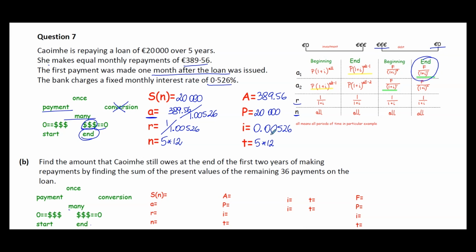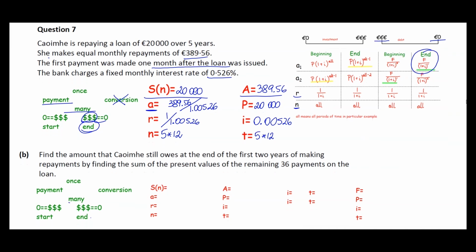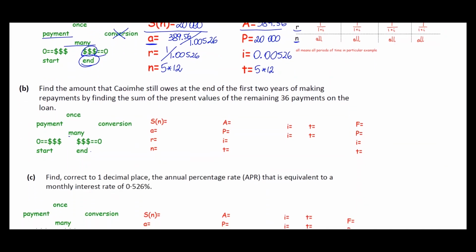Now, have a go at it. I encourage you to use both of this information in both of these formulas. Sub in all these values to your Sn formula, you should get 20,000, and then sub in all these values in your amortization formula, and you should get the repayment. Yeah, so that you can get a good grasp of it.